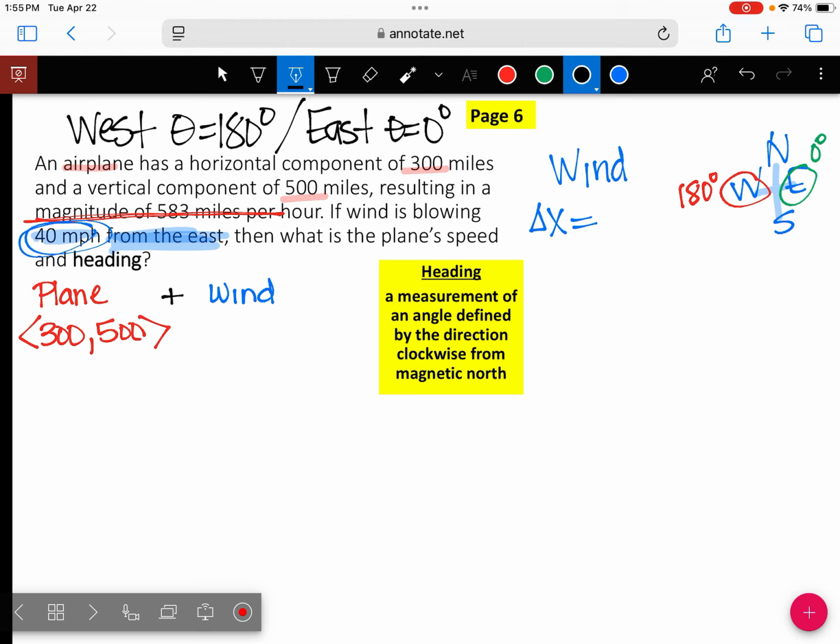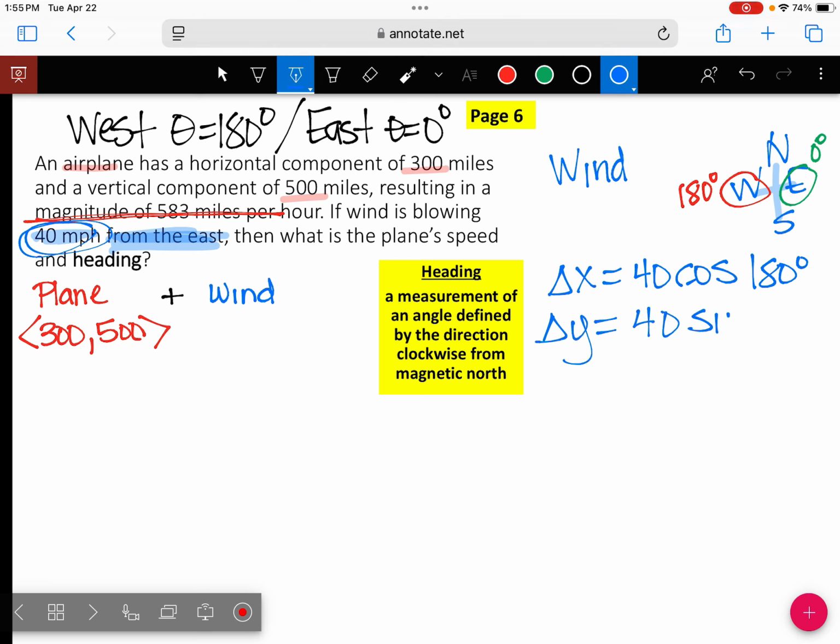So I need to figure that out. I don't know that, so we have to find that first before we can write that in vector form. So I have delta x, that's going to be 40 cosine 180. And then my delta y for the wind is 40 sine 180. So let's go ahead and figure out what you get for your wind. We need the horizontal and vertical component for the wind.